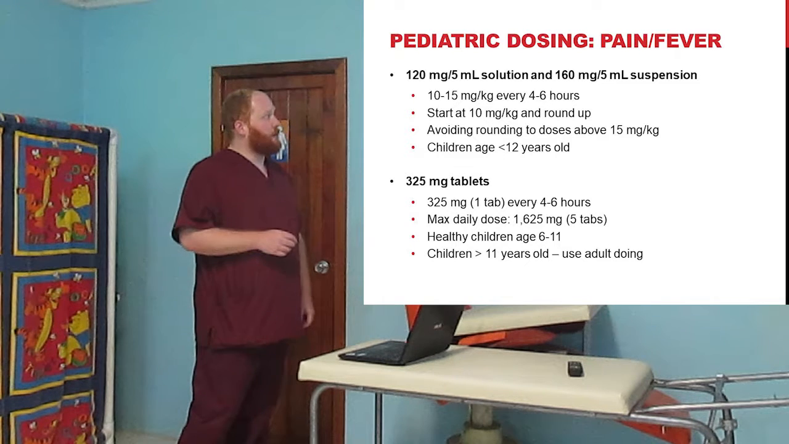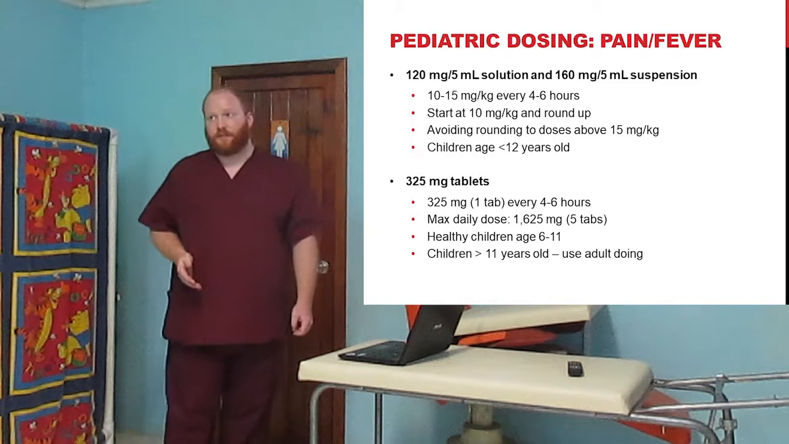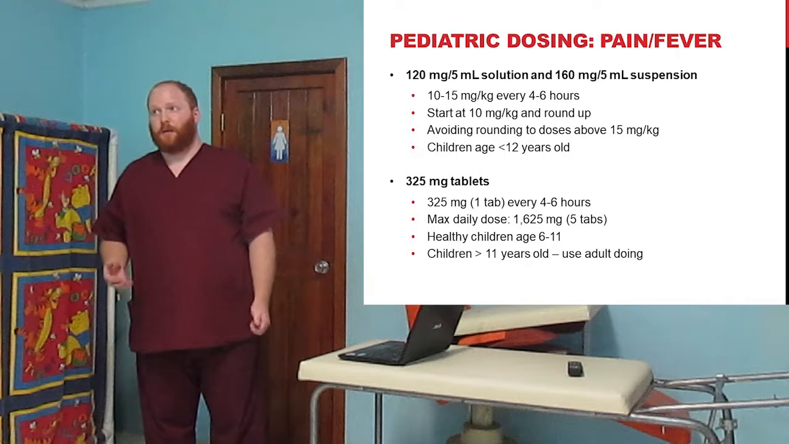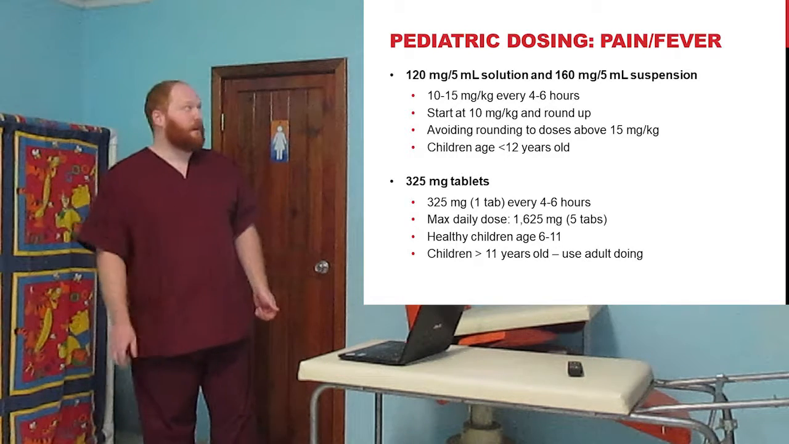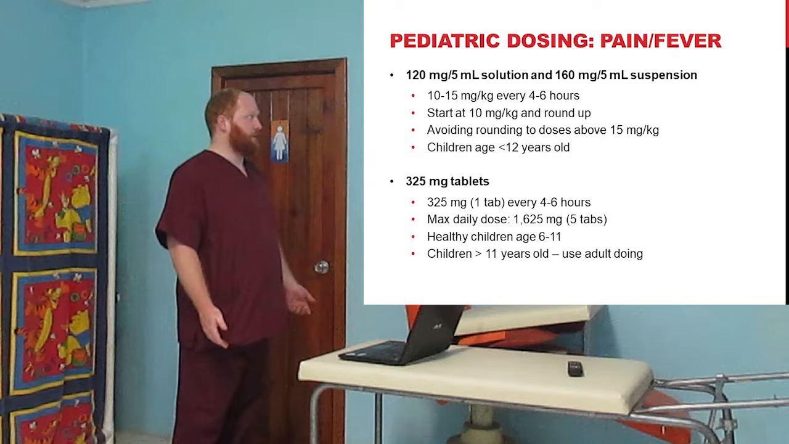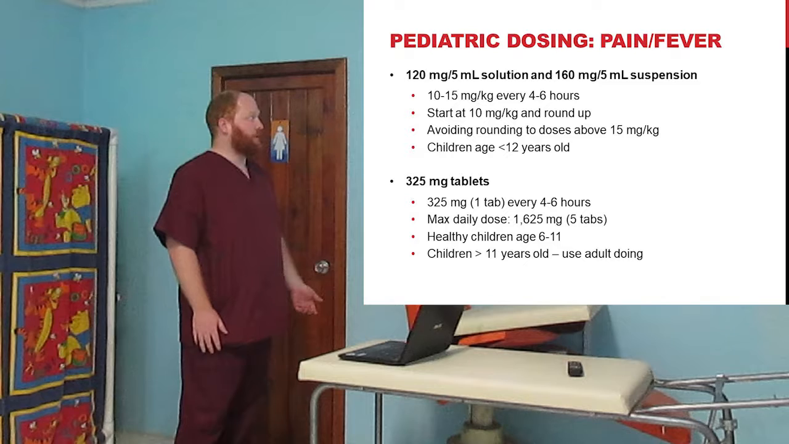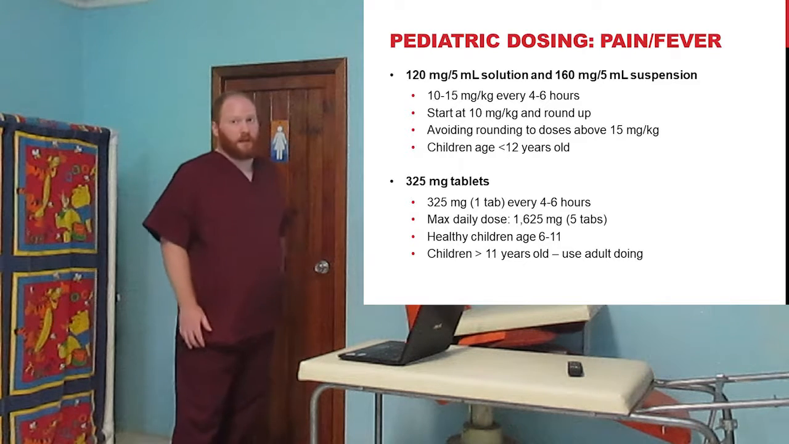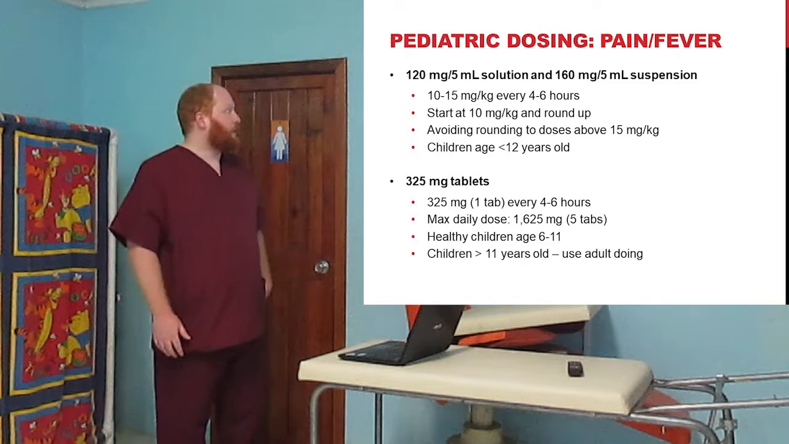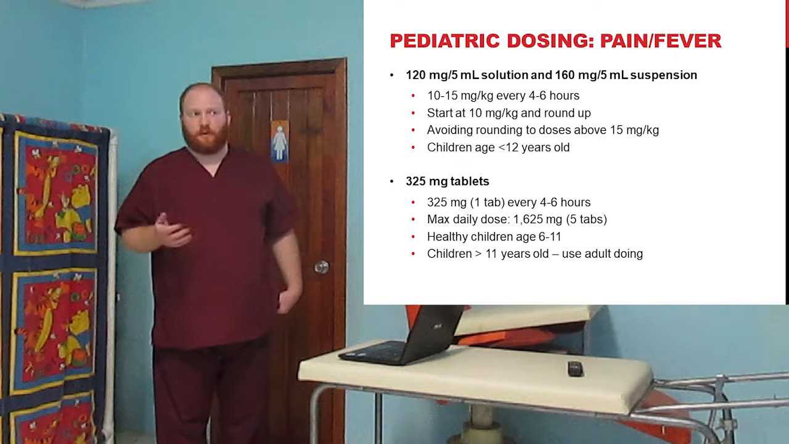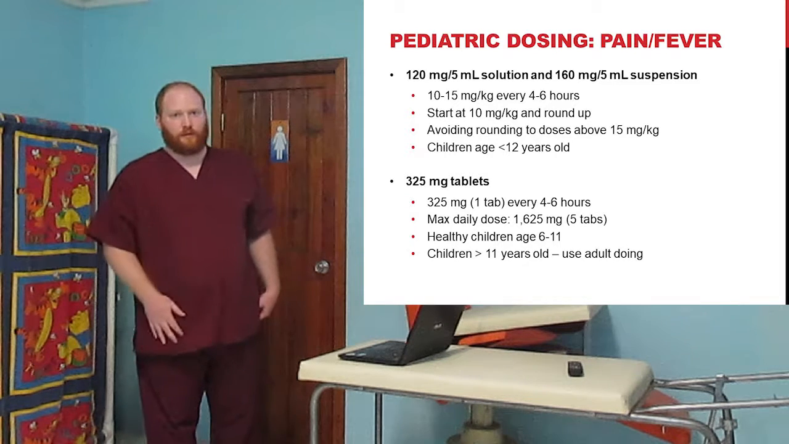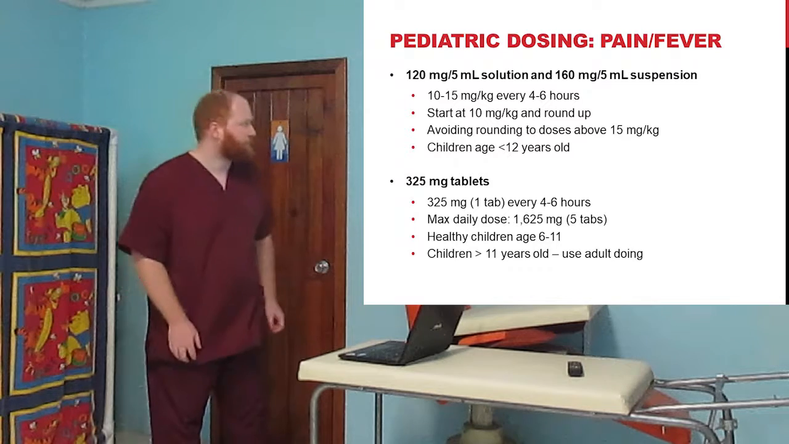If there are healthy children between ages 6 and 11, and they are able to swallow a tablet, they're not very big, so they should be able to take tablets pretty well. The dose is 325 milligrams, or one tablet, every 4 to 6 hours. And then any children greater than 11, so 12 or older, are on the adult dosing.